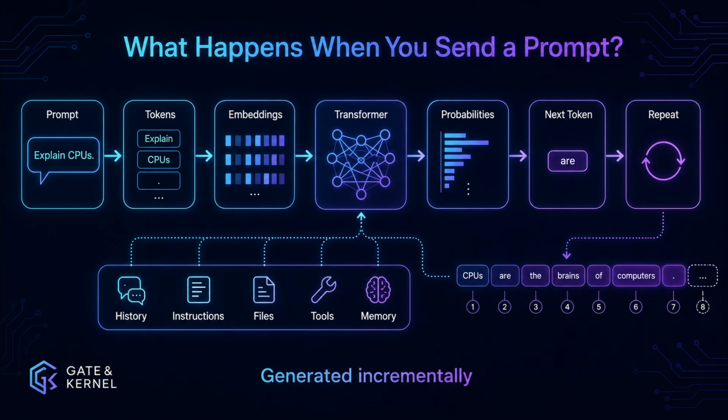Step 4. The embeddings pass through transformer layers. Step 5.